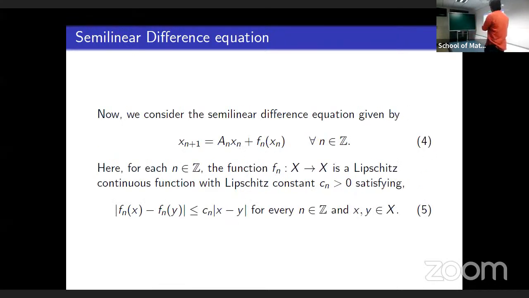So let us consider the semilinear difference equation now. Here this equation is obtained as a perturbation of our linear equation, and these perturbation terms f_n are Lipschitz continuous maps with the Lipschitz constants c_n. Therefore, these functions f_n satisfy this condition 5, which is the Lipschitz condition, for every integer n and for every x and y in the Banach space.